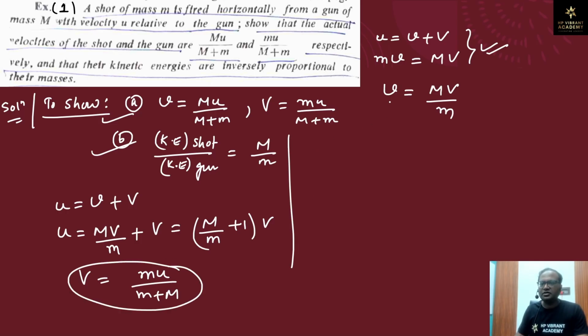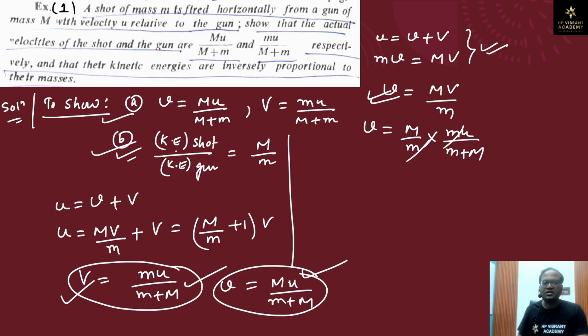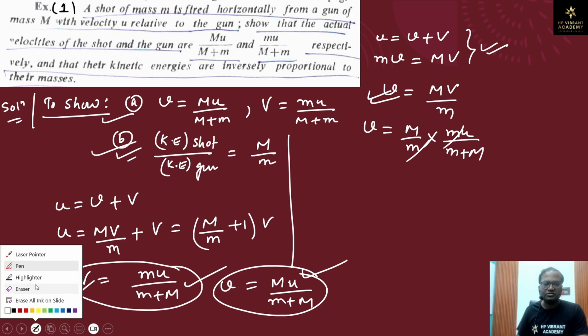Similarly, we have small v is equal to capital M V upon small m. So small v is equal to capital M upon small m into V, and V is small m u upon small m plus capital M. This gets cancelled. So we have small v is equal to capital M u upon small m plus capital M. These are the values of the actual velocity of the shell and the actual velocity with which the gun recoils. Now let us show the second part, that kinetic energy is inversely proportional to their masses.